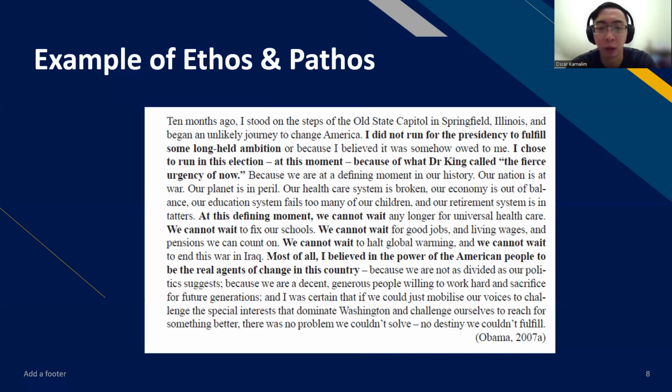country. So as we can see here, in the last part of the message, Obama said a lot about "we." So that is an example of using pathos. So we make people that we are talking to feel more engaged because they are included, somehow included, in our argument.